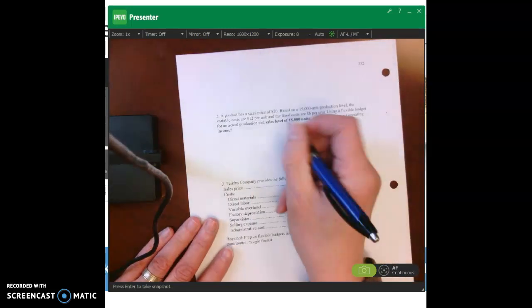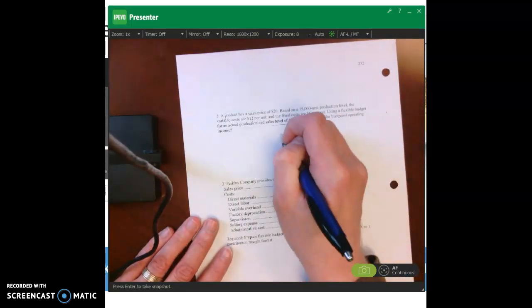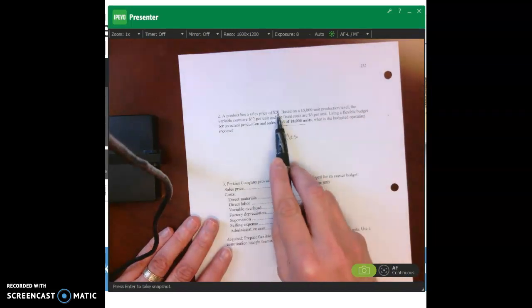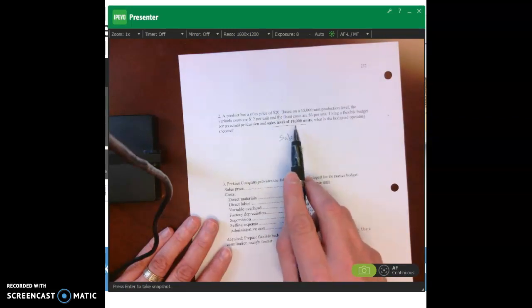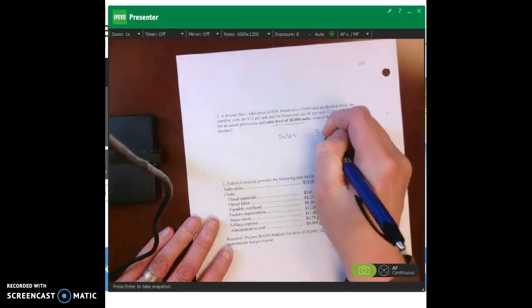So we come over here, and we're going to redo this at 18,000 units. That's what we're going to do. We're going to say our sales, and so we know our sales price is $20. This is our sales volume. So what we can do is multiply 18,000 times the 20. That gives us our $360,000.